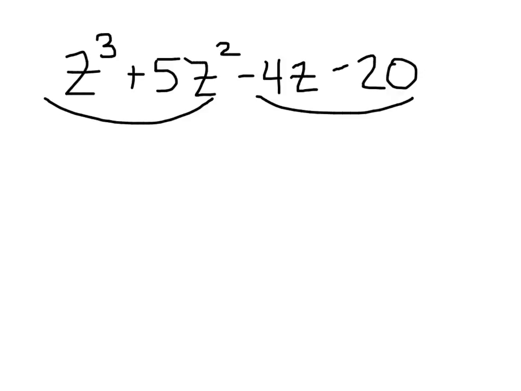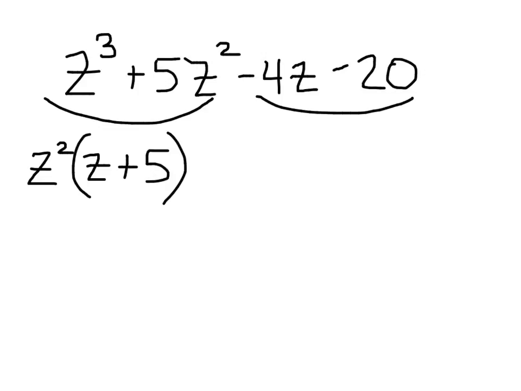Just with the front 2, what can you take out of z cubed plus 5z squared? Good. So if I take z squared out, what do I have left? Good. Now, looking at the back group, is there anything you can take out of negative 4z minus 20? Negative 4. And what would I get left behind then? Z plus 5. Because if you divided a negative by a negative, you would get a positive. Good.